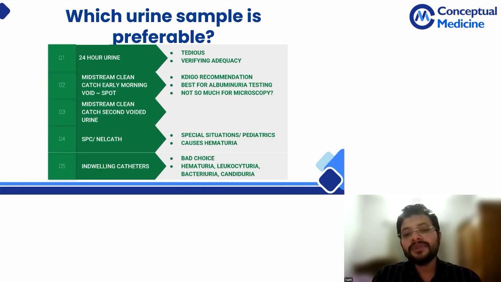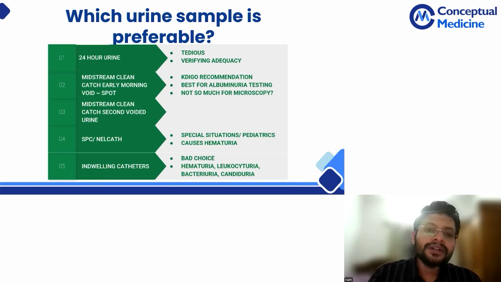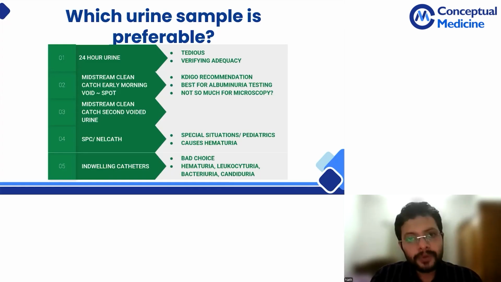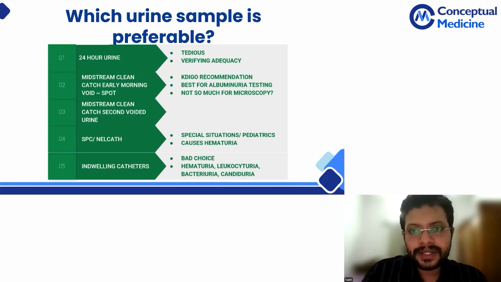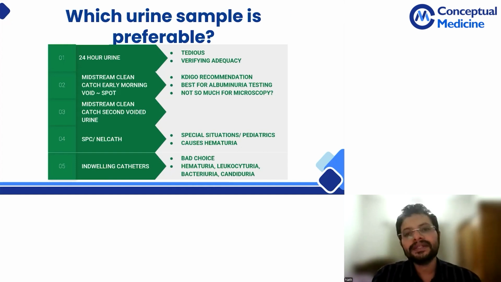And number four, you have a sample that is got from either a Nelaton catheter or a suprapubic catheter. Okay, a sterile sample can be got that way. Number five, you get samples from the indwelling catheter. Somebody has a Foley's and then you collect it from that catheter. So that is the least preferable.